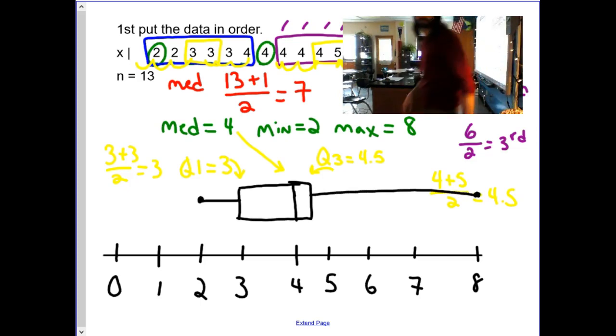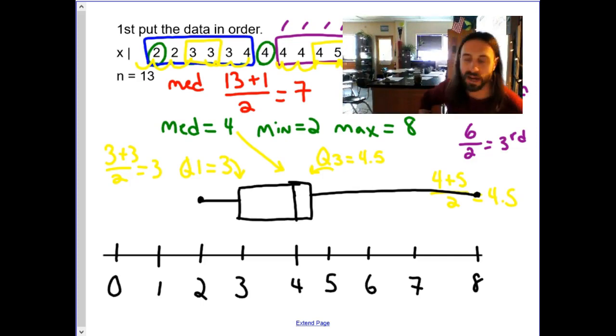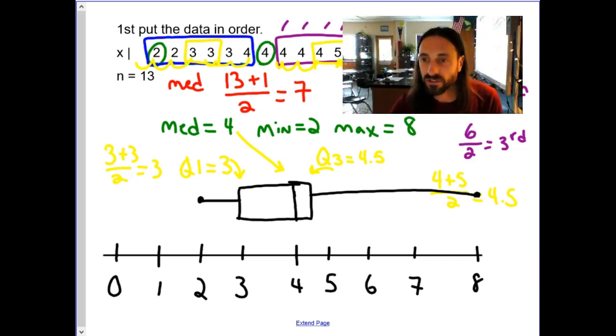Sweet. I have just made a box and whisker plot, and I can see that my data, let's see, the middle half of my data is right here between 3 and 4.5. My lowest value is 2. The median is slightly shifted to the right in that middle half. I bet this data is skewed to the right because I've got a long tail, way over here.